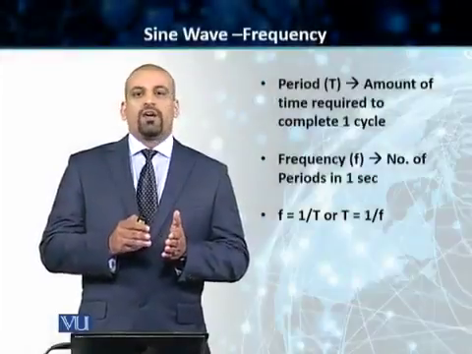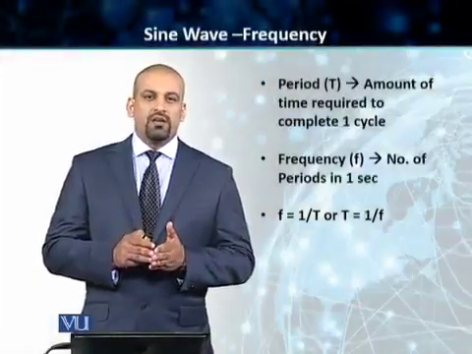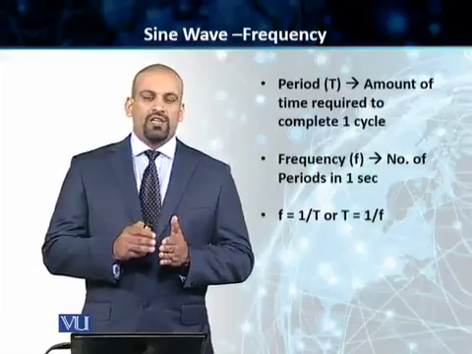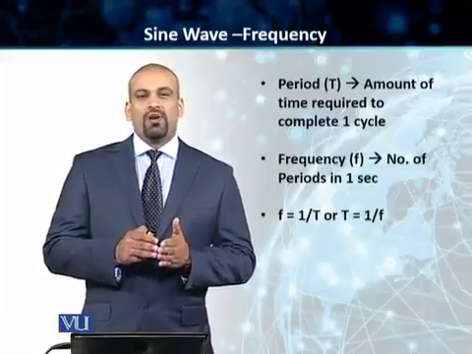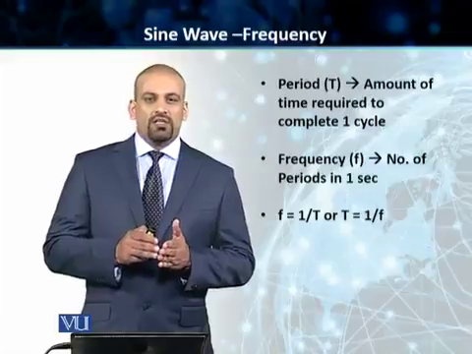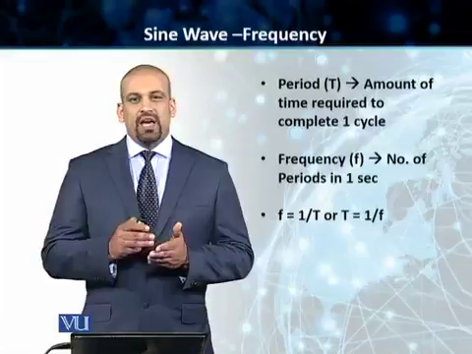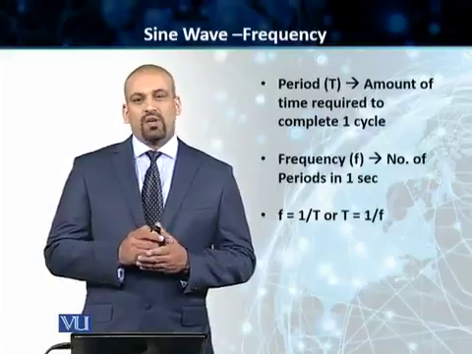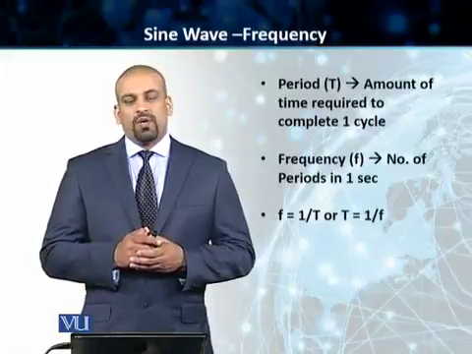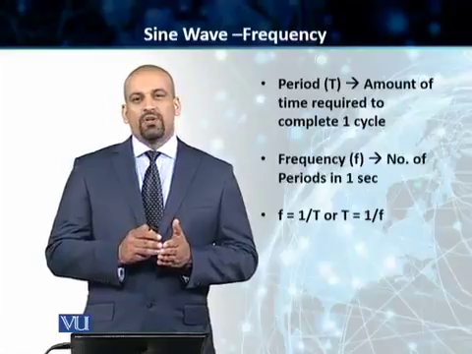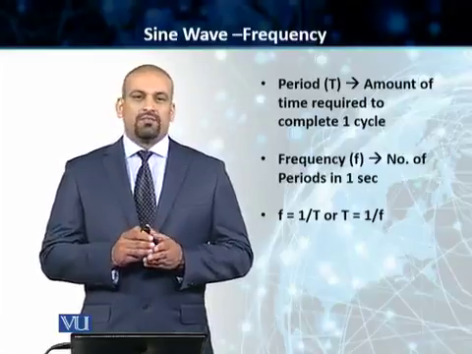So students, we are discussing periodic analog signals. And under the periodic analog signals, we are talking about a simple periodic analog signal or a sine wave. Students, there are three attributes that are related to this sine wave. The three attributes are amplitude, frequency, and phase.